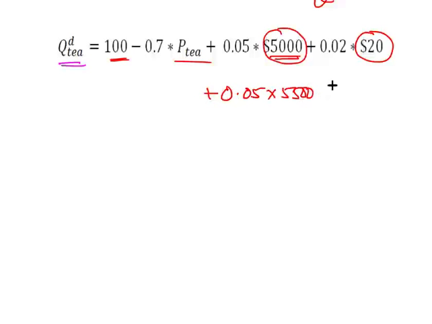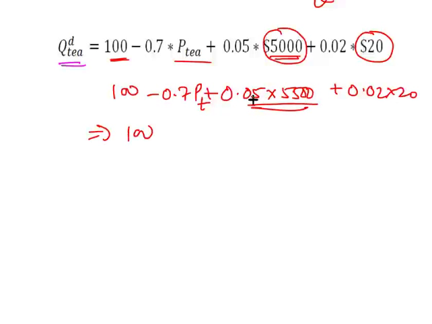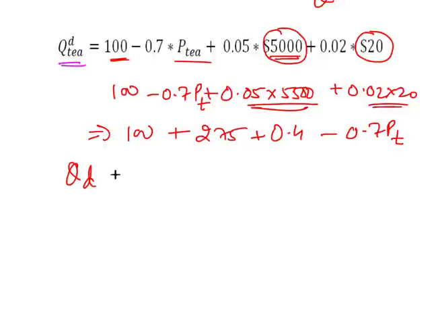Assuming the coffee price remains the same, we now have the demand curve as this, into price of tea. So we have this as 100. This will become 250 plus 25, it will become 275. This will remain 0.4 and you have 0.7 into price of tea. So what we are saying is the quantity of tea demanded will be equal to 375.4 minus 0.7 into price of tea.